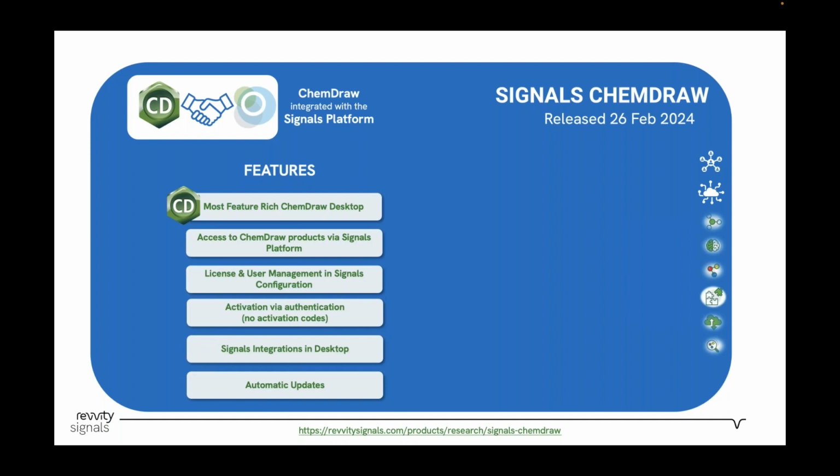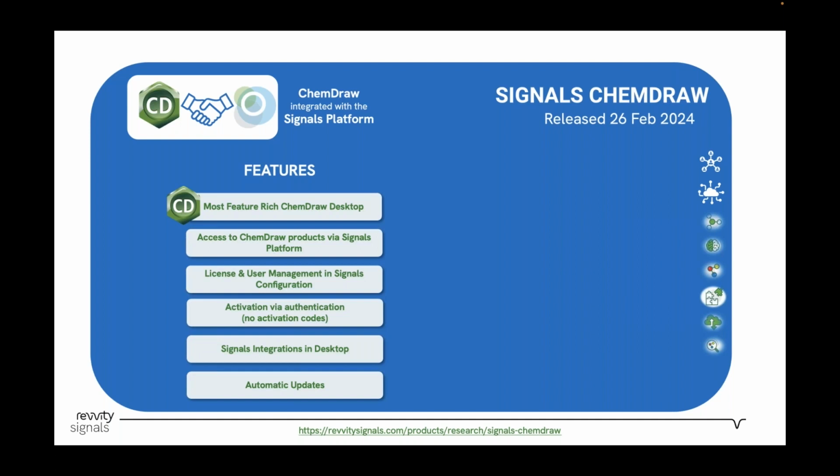And then finally, you will be delivered automatic updates into the ChemDraw desktop application as we are able to release them. So you'll get a notification in the application. You'll be able to download and install directly there. You won't have to go out to another place to download those installers. You'll actually get it in the application. So all of this is really super exciting.